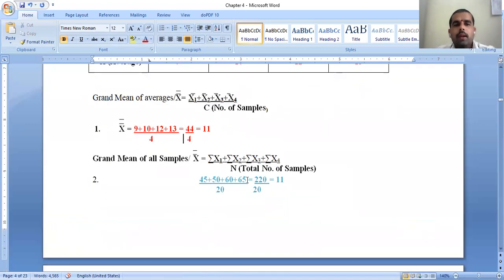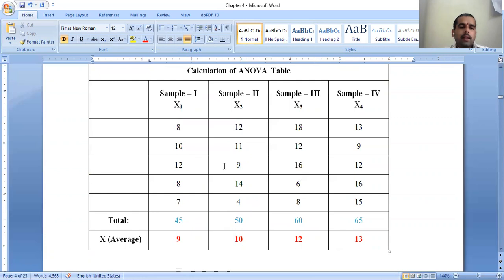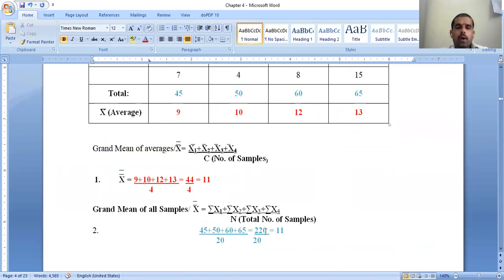You observe carefully, sigma x1, sigma x2, sigma x3, sigma x4: 45 plus 50 plus 60 plus 65 divided by the total number of samples. How many? 1, 2, 3, 4, 5, 6, 7, 8, 9, 10, 11, 12, 13, 14, 15, 16, 17, 18, 19, 20. Okay, 20 samples are there. 220 divided by 20. Okay, you got 11.